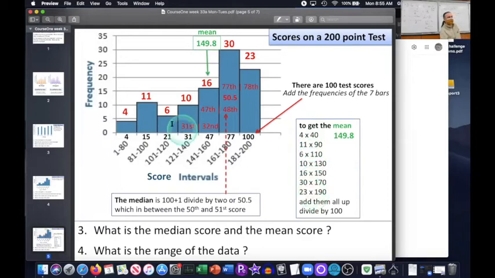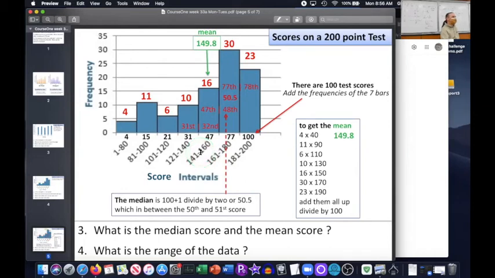And if you add up all the frequencies, 4 plus 11 plus 6 plus 10 plus 16 plus 30 plus 23, you get 100. So that's why we would divide this by 100. Okay, so notice the mean occurs in the interval 141 to 160.